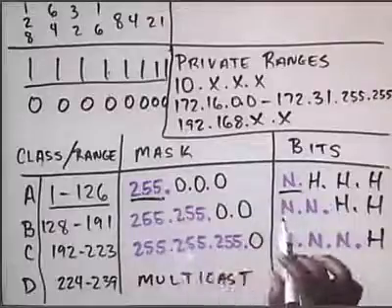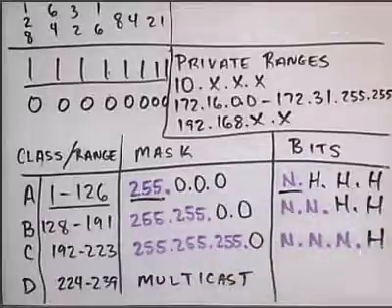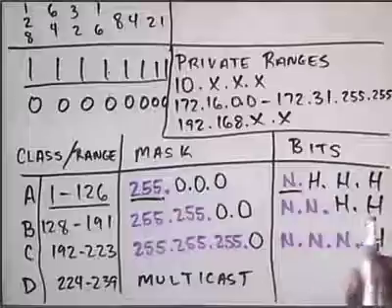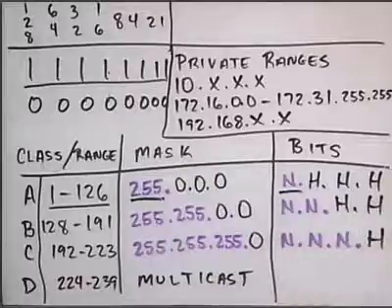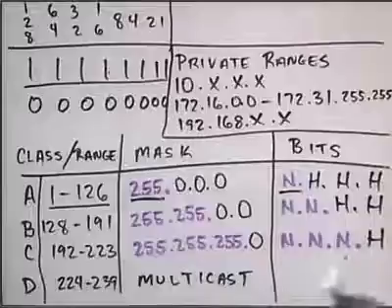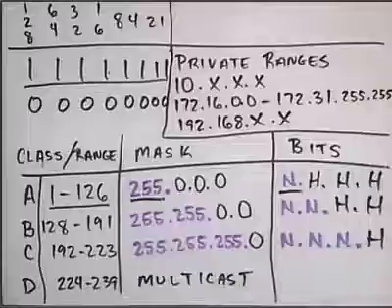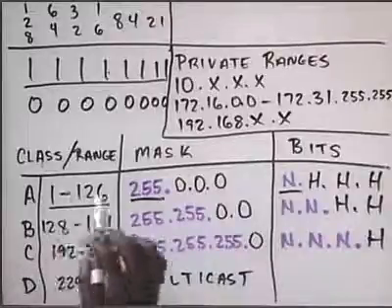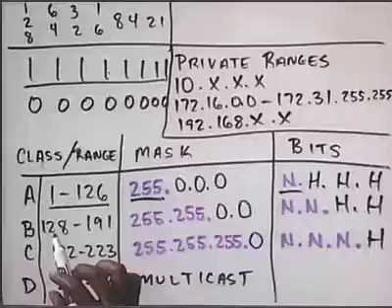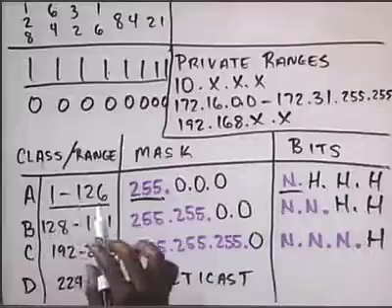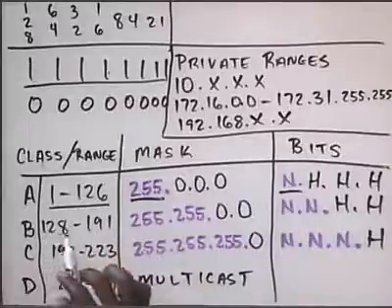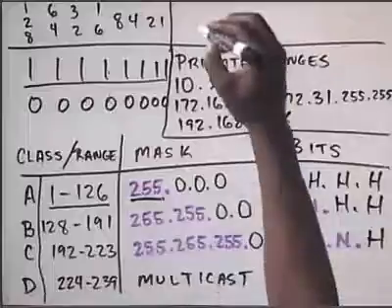In a Class B, the first 16 are network, the final 16 are host bits. And then you have 24 network bits with Class C and 8 bits for host addresses in a Class C. Note over here we skipped a number right here. We've got 1 through 126, and then we go right to 128.